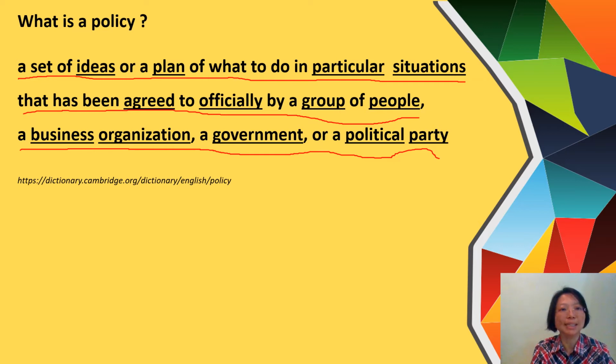So, policy is a set of ideas or a plan. It is a guide for a country to know what to do, where everyone agrees with it. It can be agreed by a group of people, a business organization, a government, or a political party.